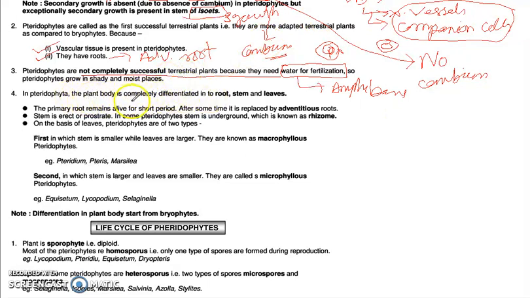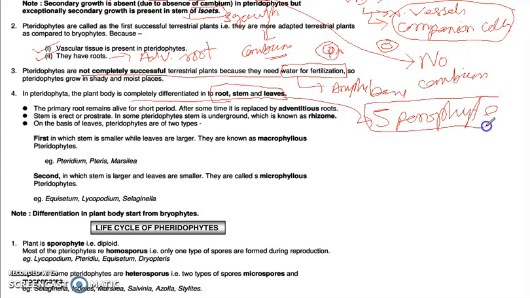And normally the Pteridophyta plant body is completely differentiated into stem, root and leaves. That means the dominant phase is the sporophyte. The sporophyte is its dominant phase, and it does photosynthesis. So normally the sporophyte is independent.